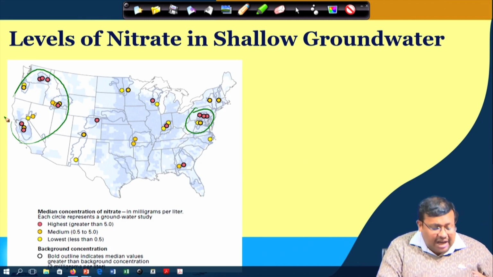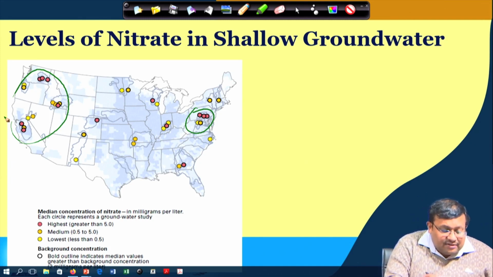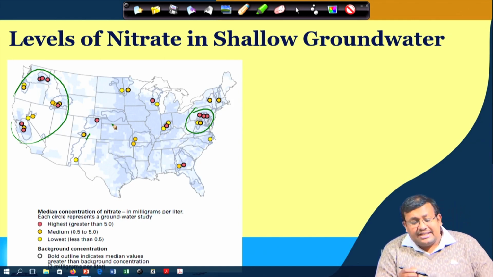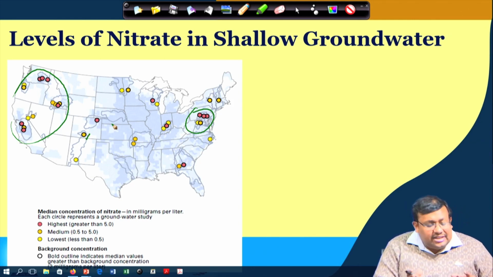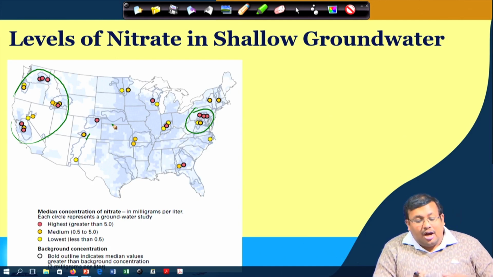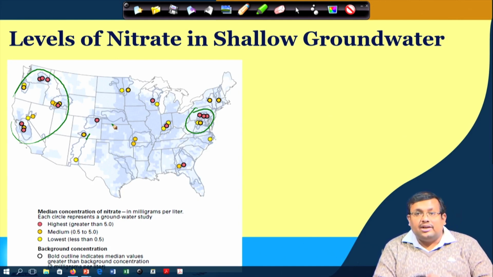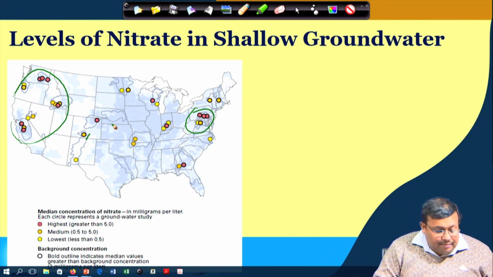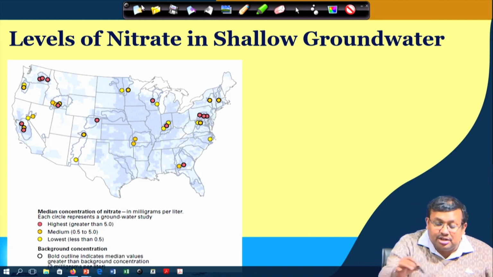However, some medium level of contamination is present in the mid United States. So, basically that shows the distribution of nitrate pollution in shallow groundwater, and in which areas the concentration increases beyond the background concentration.